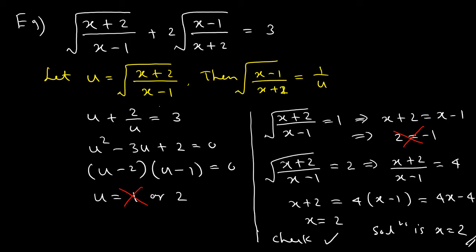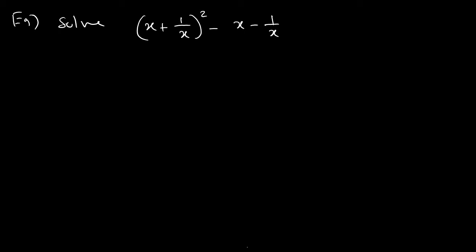Let's do one last problem. So how about this one? This is the last problem. So solve: (x plus 1) over x squared minus (x minus 1) over x minus 6 equals 0.